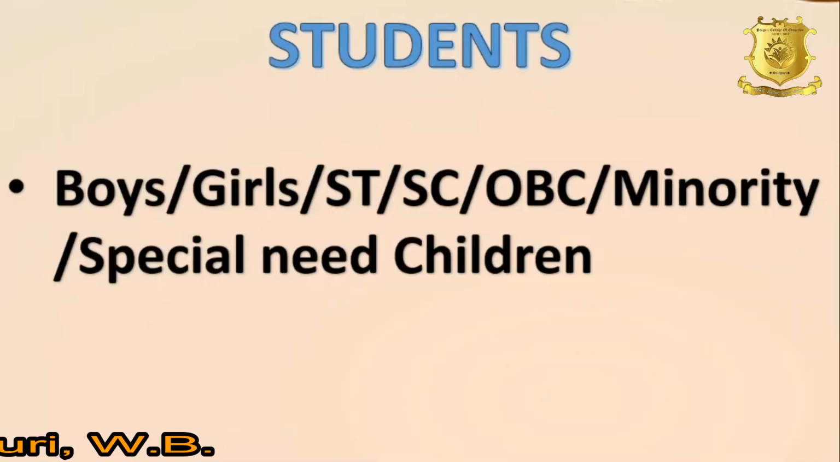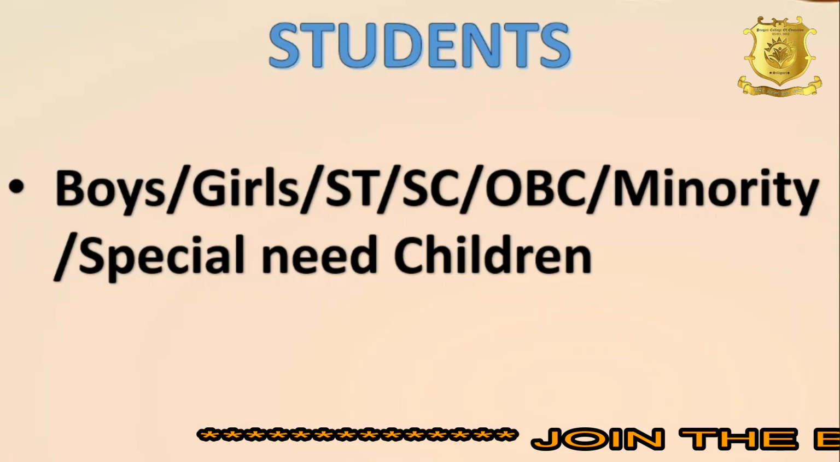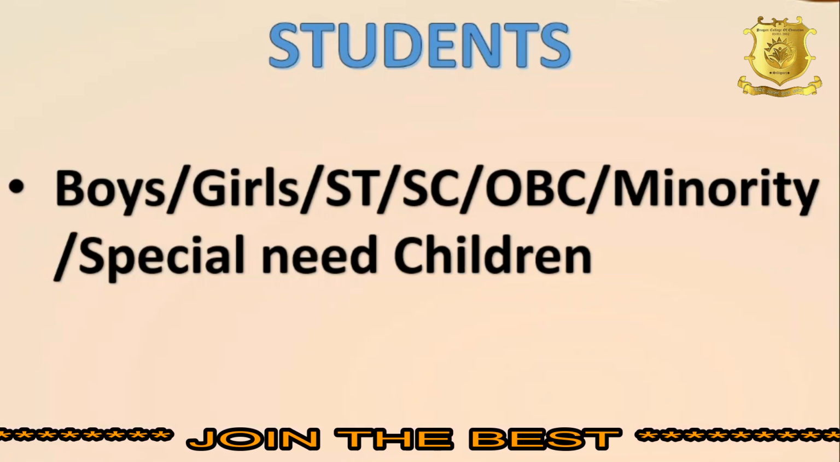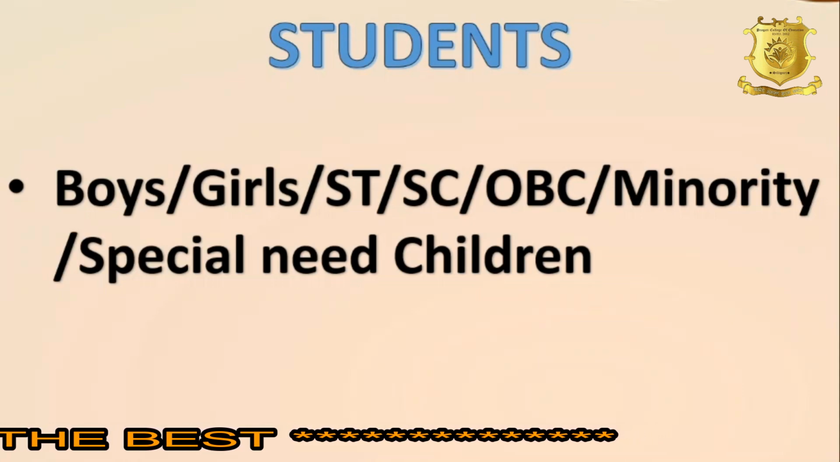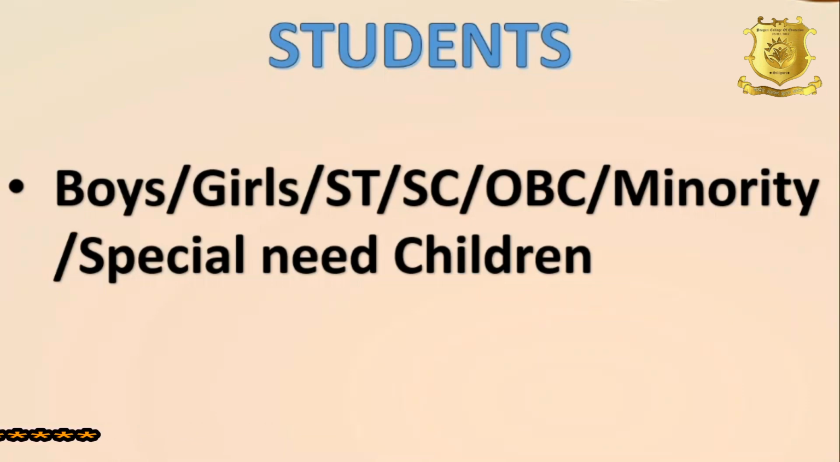Now we will be learning about the students. Students are the central part of the education system. They are the future citizens and they must be given equal education. Education should be provided to all, whether they are a boy or a girl, or come from an ST, SC or OBC background, minority, or special needs children. Each and every student is important, and as education is a basic human right, proper education must be provided to each and every student.